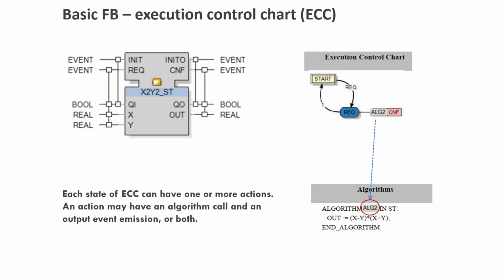algorithm alg2 that is written in the language Structured Text, as it is defined in the initial line of this code. So it says that the algorithm is in the ST language, and it calculates the output as a multiplication of x minus y and x plus y, which is x squared minus y squared.